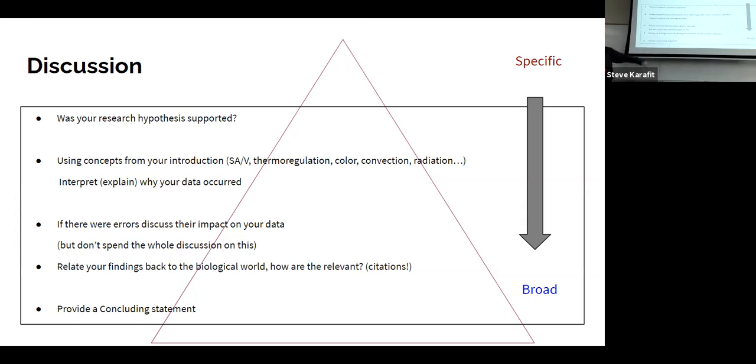Now, importantly, we want to relate our findings. We explain why things happened, and you can relate it back to the real world, the biological world. Like, this is similar to how, I don't know, pygmy rattlesnakes catch energy by laying on rocks, or this is similar to how snakes do that, or lizards do this. Why is it relevant?